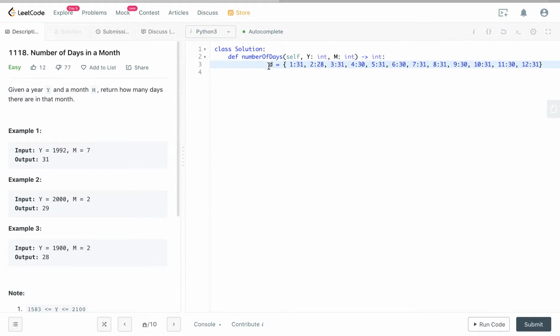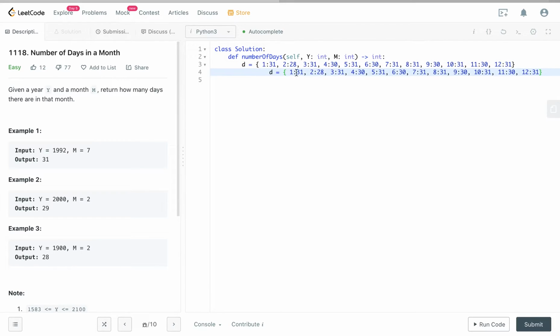First of all, we can create a dictionary of the days in a month. You can see that in January, February, March, April, there are so many days in a month, and that's a normal year. We can also create a dictionary for the leap year. Let's call it DL for leap. And in February, it's 29 days.